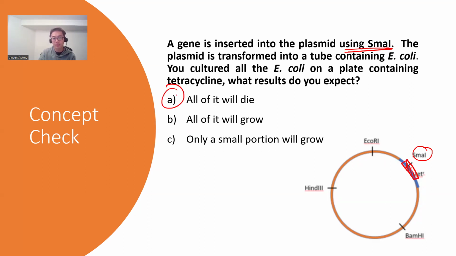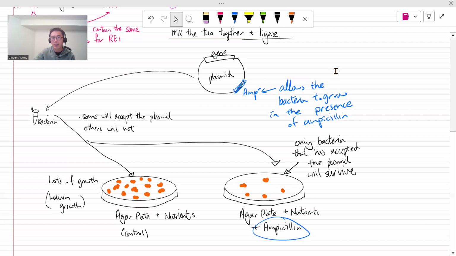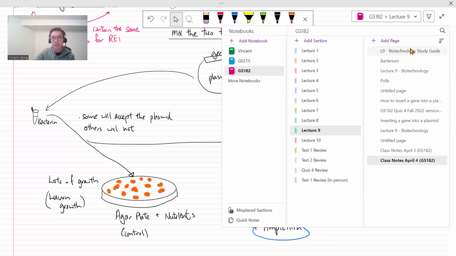So all of it would die. It doesn't even matter if you have the plasmid or not. If this is the case, you messed up your experiment. Okay, that's that. All right, let's go back to the study guide here.